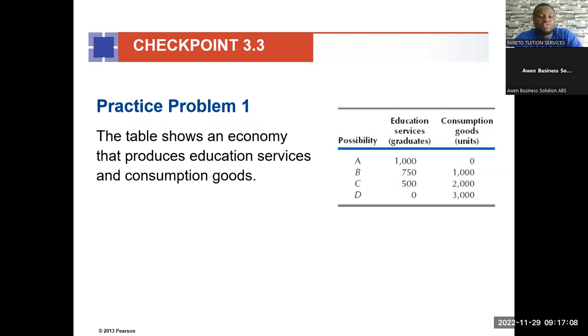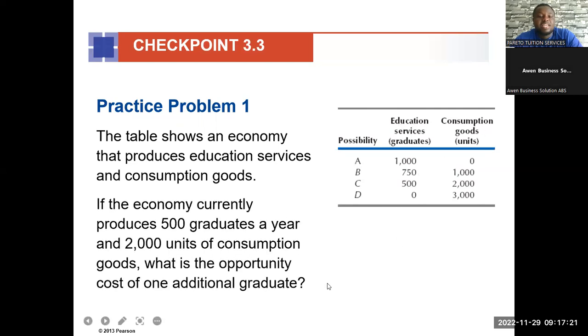Now, this table 2 shows an economy that produces education services and consumption goods. Okay, so these are the possibilities. This is education services, and then this is consumption goods. So let's look at the question. If the economy currently produces 500 graduates, so 500 graduates, and then 2,000 units of consumption goods. So we are at point C, 500 education services, and then 2,000 consumption goods. Now, what will be the opportunity cost of one additional graduate?